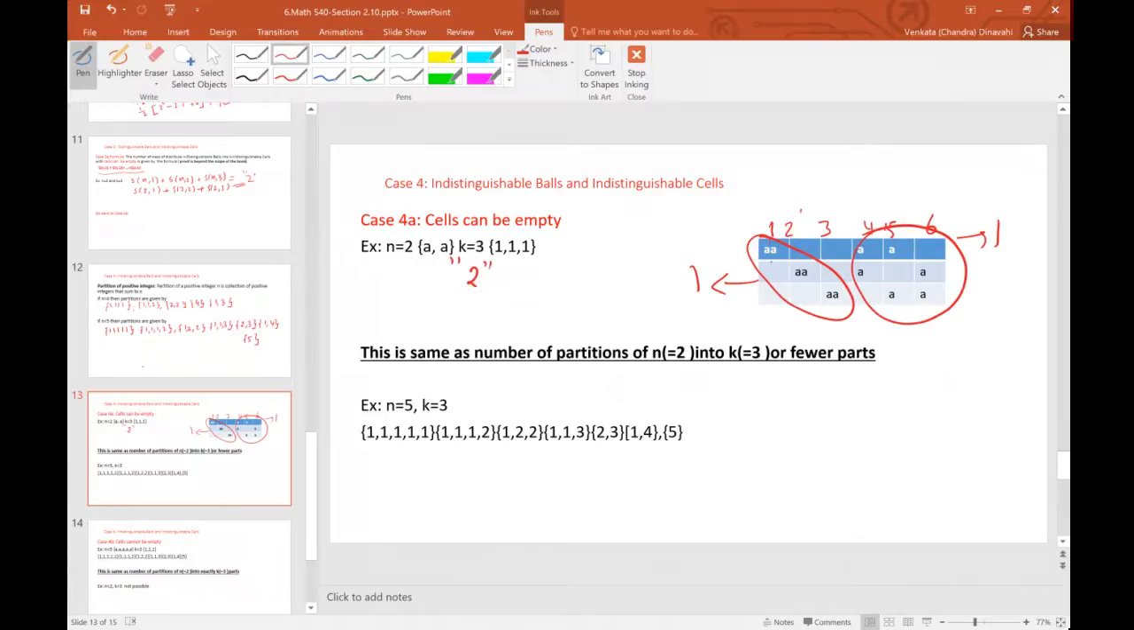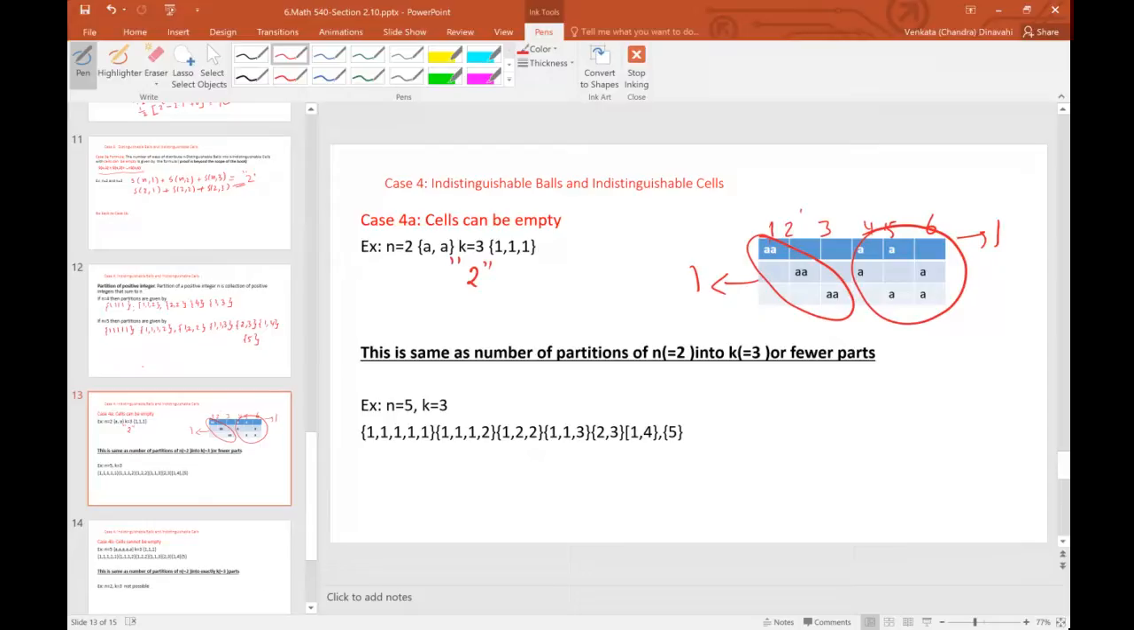That means 2 balls in one cell leaving the other 2 empty, and 1 ball in each of 2 cells leaving 1 empty. So there are 2 ways I can do this. If you see, this is exactly the same as: I have 3 cells and I am placing 2 balls in 3 cells. That means how many ways can I split the number 2 into 3 or fewer parts. That means I need to find the number of partitions of 2 with 3 or fewer parts.